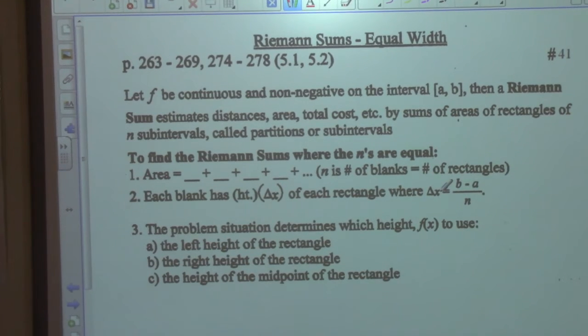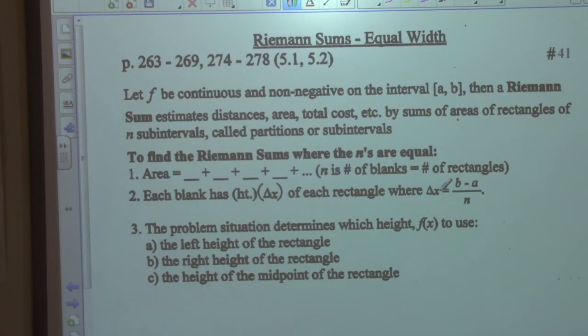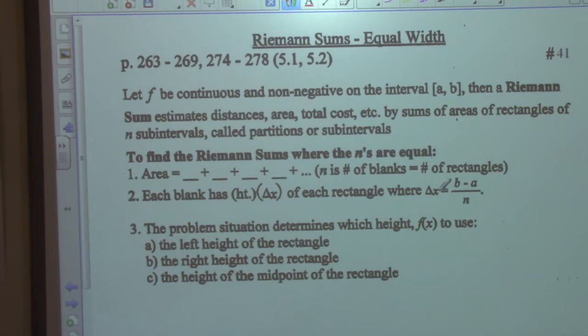Good morning. We're going to work on note card 41, which has to do with Riemann sums, equal width. Now, one thing, even on the test that you recently completed today, there was the word estimate involved. Remember the word estimate involved? How was the word estimate used in the test?